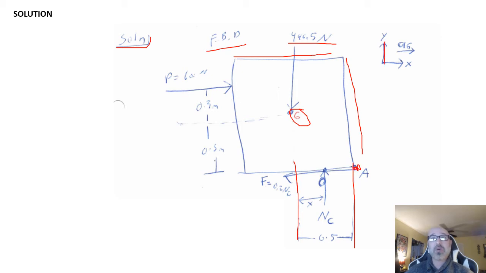I'm going to establish a coordinate system: X positive going to the right and Y positive going up. If the crate is moving to the right, I'm going to say that a sub G, the acceleration of the center of gravity of the crate, is moving to the right.